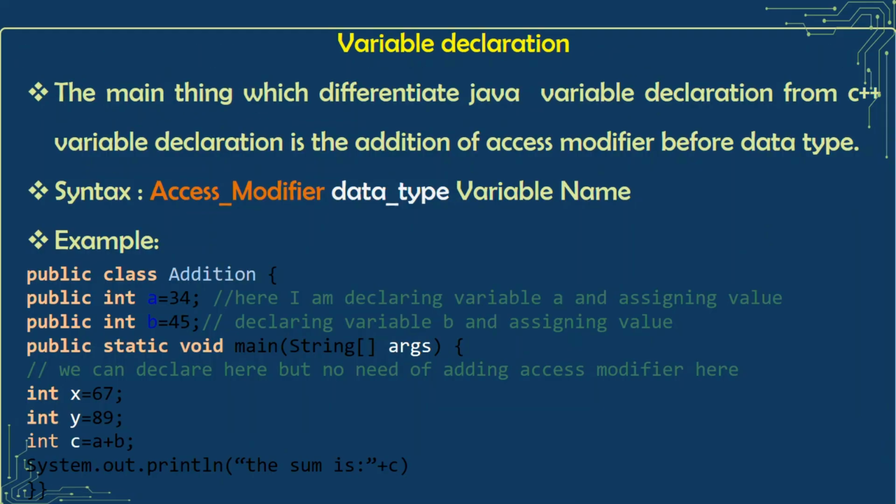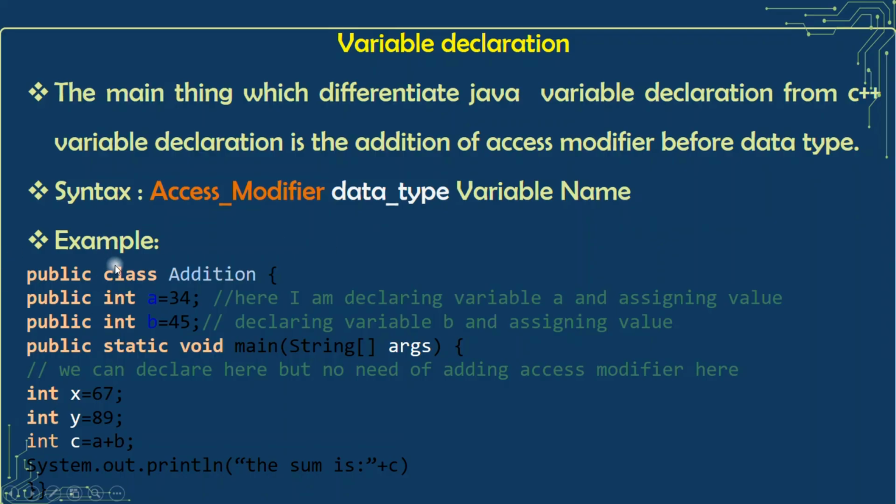So let's see variable declaration. The main thing which differentiates Java variable declaration from C++ variable declaration is the addition of the access modifier before the data type. In the case of C++, we write the data type and then put the variable name. Right here, we have an access modifier, a data type, and a variable name. So access modifier, data type, and variable name.